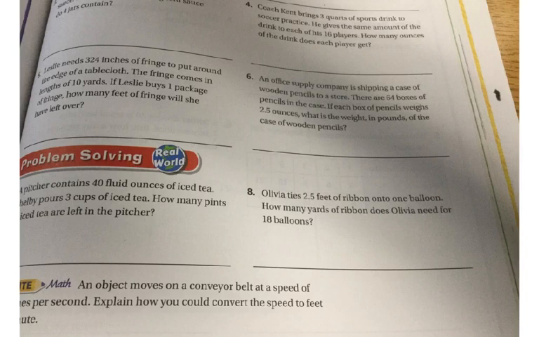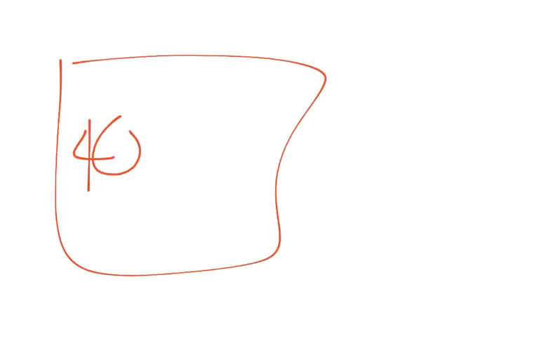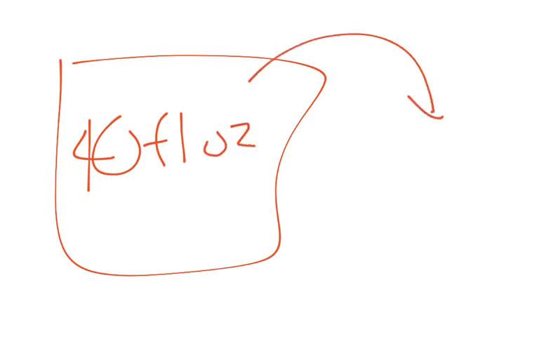A pitcher contains 40 fluid ounces of iced tea, and Shelby pours 3 cups of iced tea. How many pints of tea are left in the pitcher? So this is that problem I need to pay attention to again, because there's 3 different parts. So I'm going to draw myself a picture. There's a pitcher and it has 40 fluid ounces. She pours 3 cups of tea.